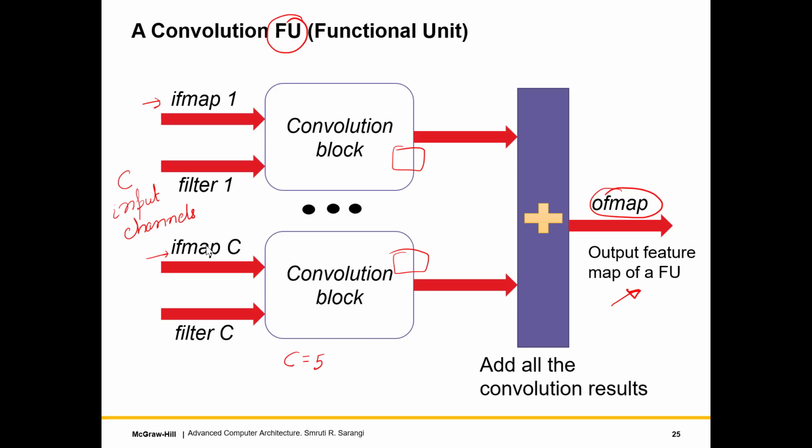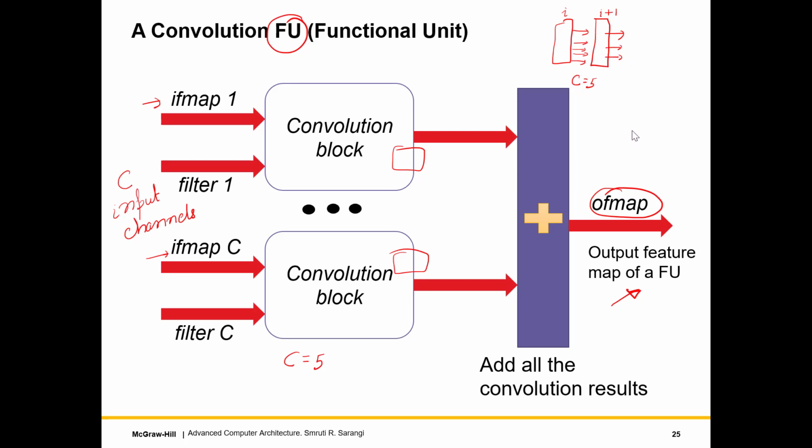This is a very important concept, so let me repeat that. Assume that you have one layer, the ith layer, that is producing 5 output feature maps. So C equals 5 for the (i plus 1)th layer. And the (i plus 1)th layer could be producing maybe, let's say, 3 output feature maps.